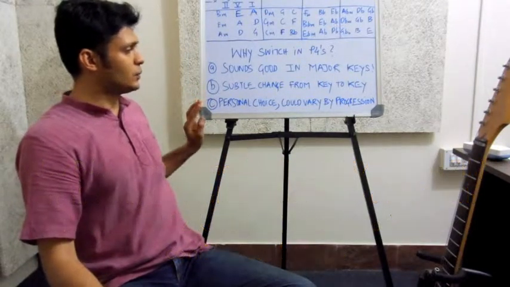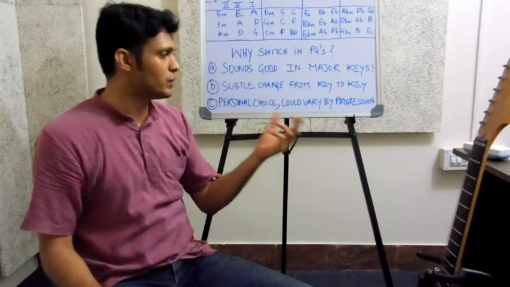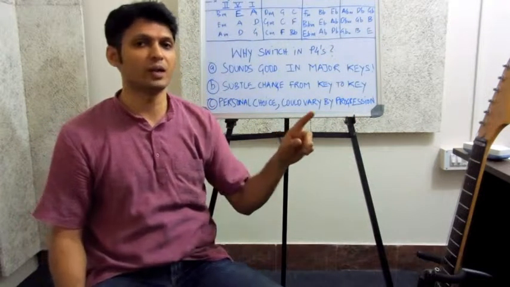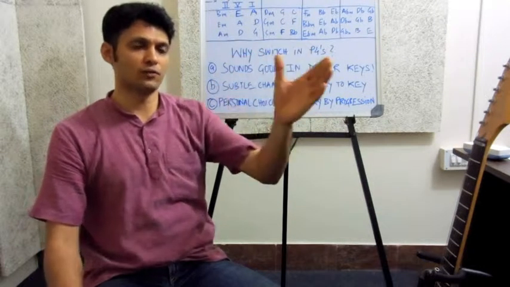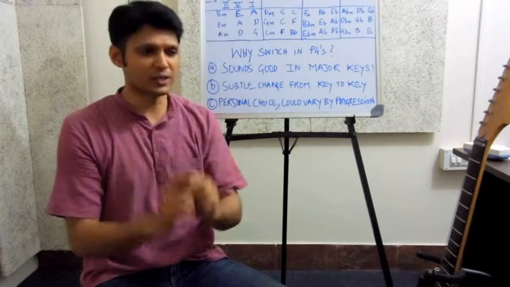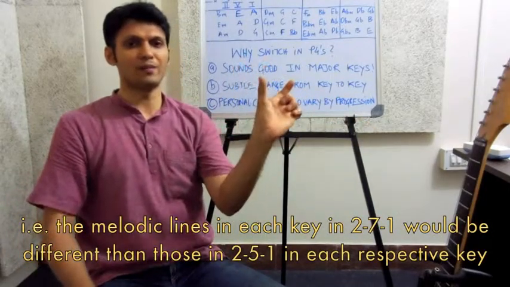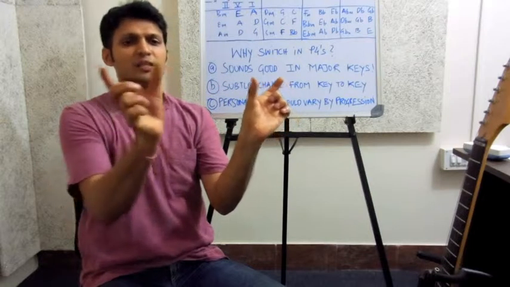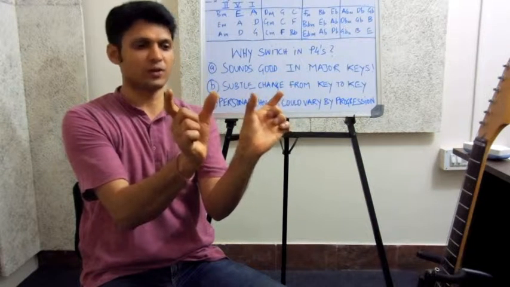Now to point C, which says that the choice of our intervallic jump could also depend on the progression that we are playing. So in this ongoing series, we've been playing the progression 2-5-1. Had we played a different progression like 1-4-5 or 2-7-1, what would have happened is that, for starters, we would have had a different melodic line. So let's say in key 1 we have a melodic line that comes about because of the progression 2-7-1. Similarly in key 2 we have a melodic line that comes up because of the same progression.